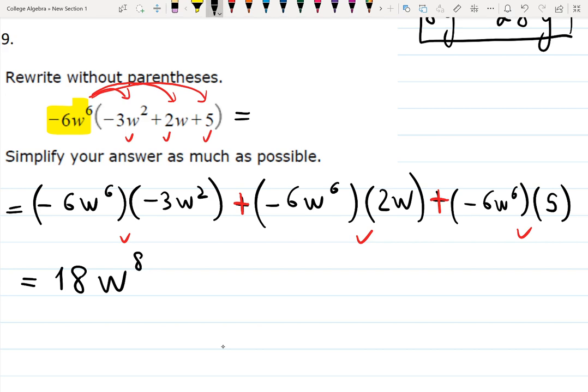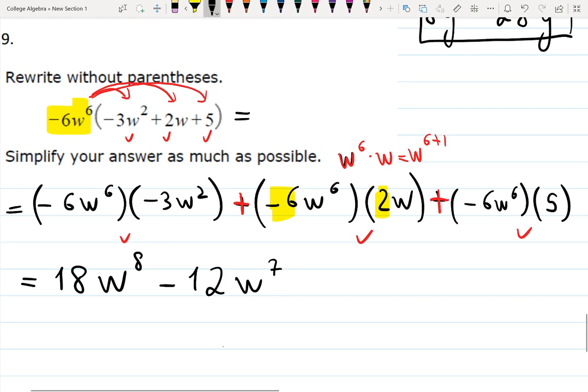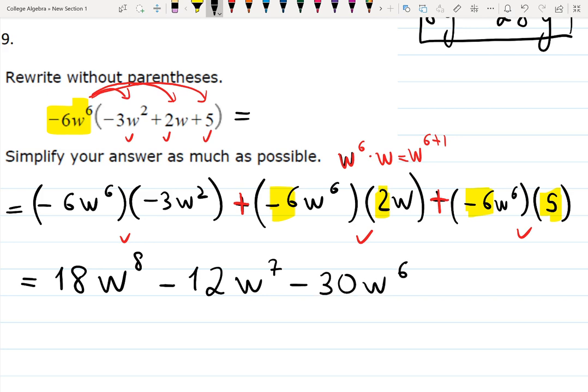Done. Now I have minus 6 times 2 and the plus in front of it. So it's going to be minus 12. w to the 6 times w. That's going to be w to the 7. So again, w to the 6 times w. That is w to the 6 plus 1. That's to the 7. And finally, minus 6 times 5 becomes minus 30 w to the 6. And that is the answer.